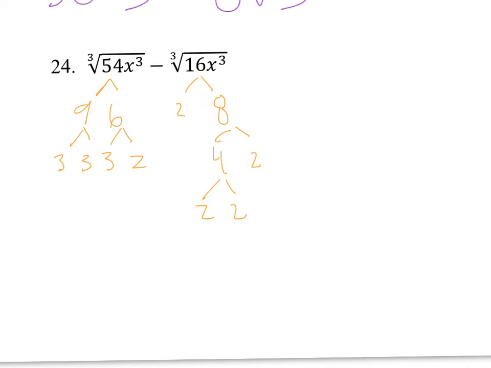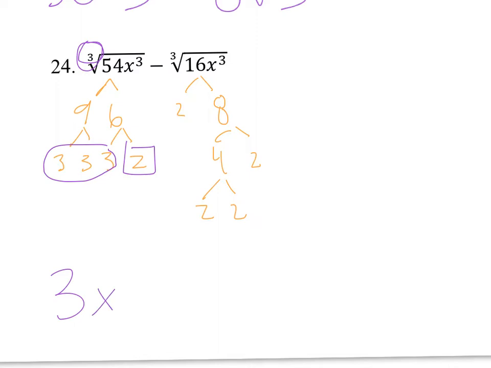However, now I'm looking for groups of 3. Always be careful with your index. So here's a group of 3 and a leftover. So this becomes x. So I should actually say 3. And then I have this x. Where does the x come from? Cubic root of x cubed is x.